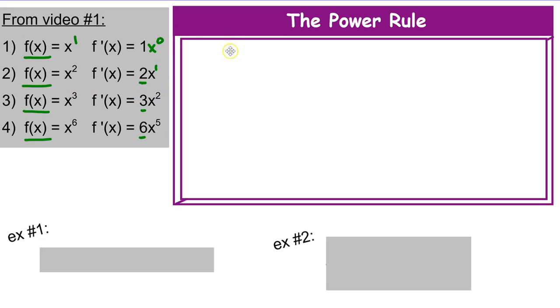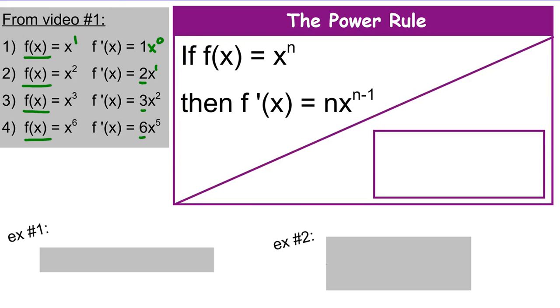So the rule, which we call the power rule, is for f of x equals x to the n power, the derivative f prime of x is n times x to the n minus 1 power.